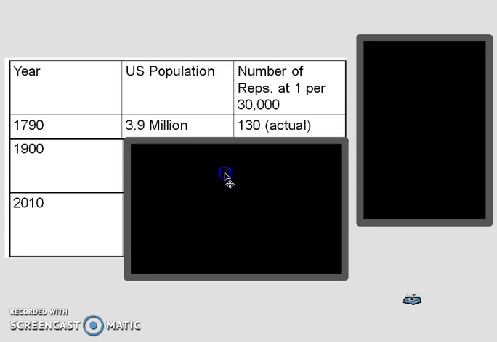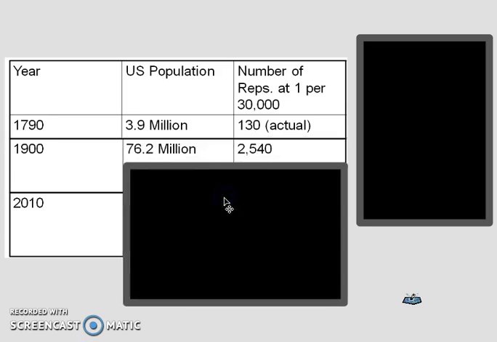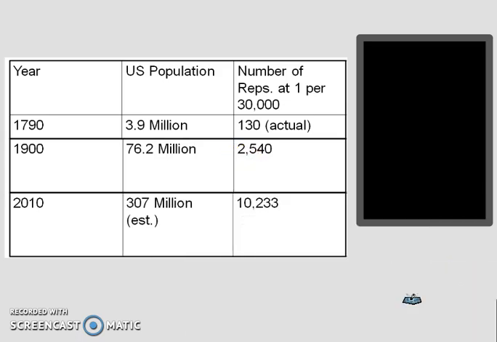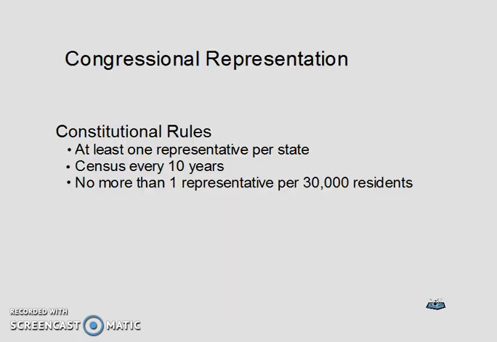However, if you continued on this trend, by 1900 there were 76.2 million people in the United States. You'd need 2,500 representatives to keep up. And by the year 2010, 307 million or so people in the United States, you'd need a Congress of 10,000 members. Just not possible. So how are we working this out? Because we haven't changed the Constitution.